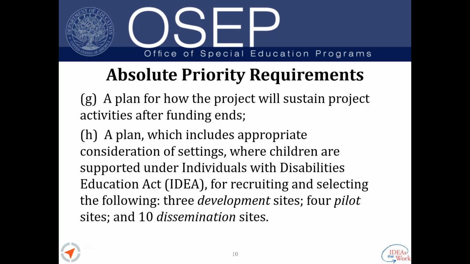Projects must also include a plan for how the project will sustain the work after funding ends, as well as a plan for how the applicant will recruit and select the 3 development sites, 4 pilot sites, and the 10 dissemination sites. Please note applicants must include the names of the school sites or LEAs for the development and pilot sites only. Dissemination sites are determined along with the OSEP project officer if an applicant is funded.